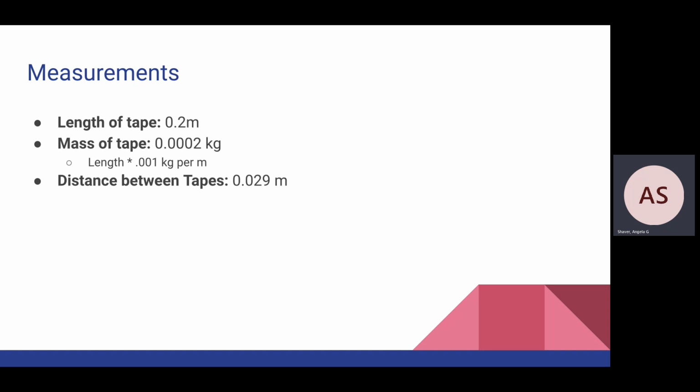For our measurements, the length of the tape was 0.2 meters. The mass of the tape was 0.0002 kilograms. This was found by multiplying the length times the mass per meter, which was 0.0001 kilograms per meter. And then the distance between the two tapes was 0.029 meters.